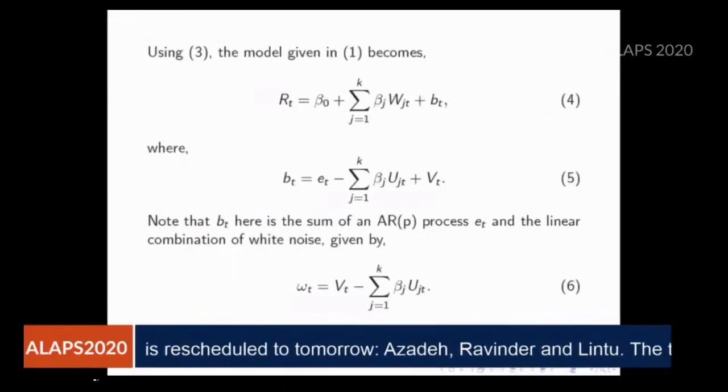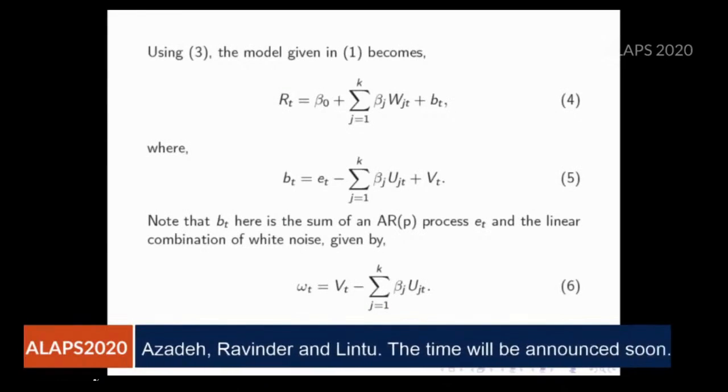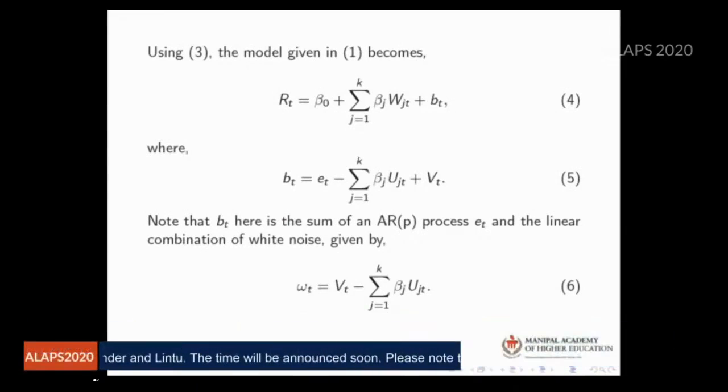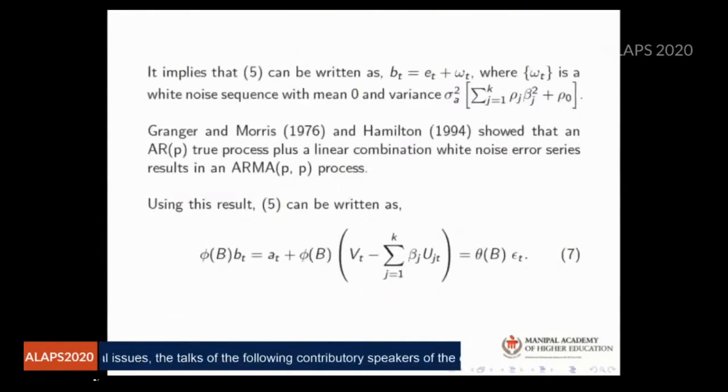Now using equation number 3, the model given in equation number 1 becomes equation number 4, and Bt is given in equation number 5, also known as the composite disturbance term. And if you see carefully, this Bt is the sum of an AR(p) process Et and the linear combination of white noise given in equation number 6. Granger and Morris and Hamilton have already shown that the sum of an AR(p) process and a linear combination of white noise error series results in an ARMA(p,p) process.